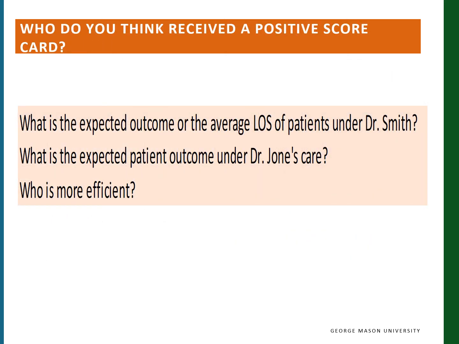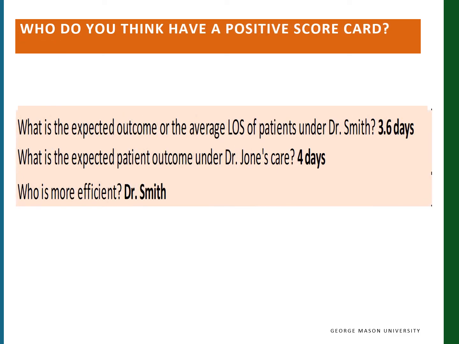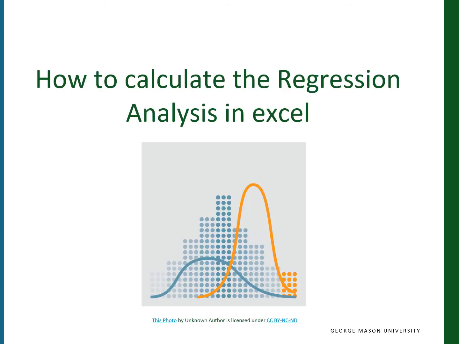So who do you think receives a positive scorecard? You are correct. Dr. Smith is more efficient than Dr. Jones because the expected outcome or the average length of stay under Dr. Smith is 3.6 days versus 4 days, meaning that the patients under Dr. Smith have a faster recovery.